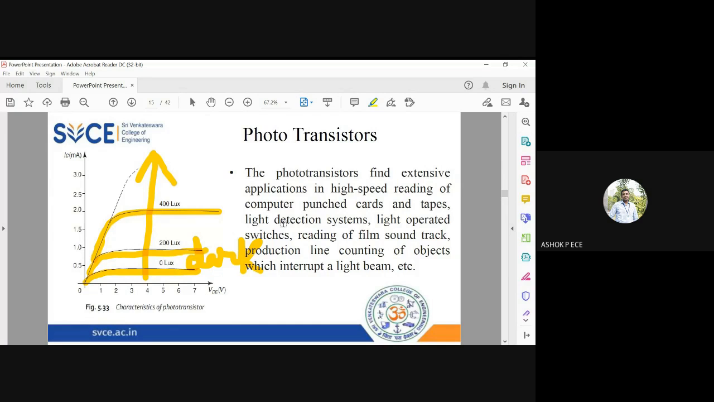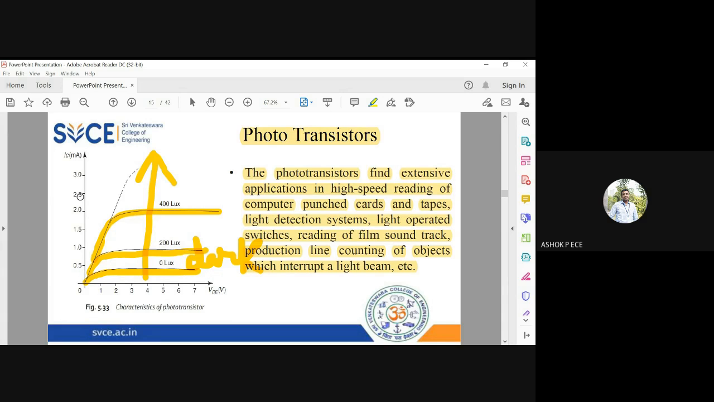The same way we use photodiodes, we have extensive applications of phototransistors in high speed reading of computer punched cards and tapes, light detection systems, light operated systems, reading of film soundtrack, and production line counting of objects which interrupt a light beam. In all these different applications you have phototransistors, and these phototransistors will amplify your light signal.